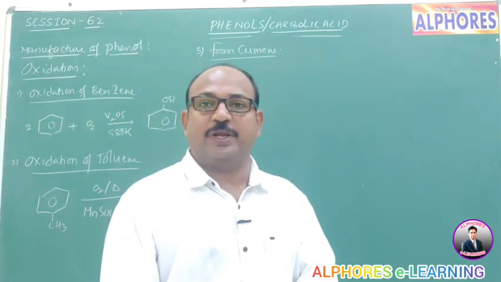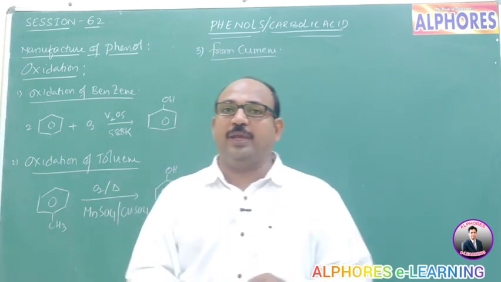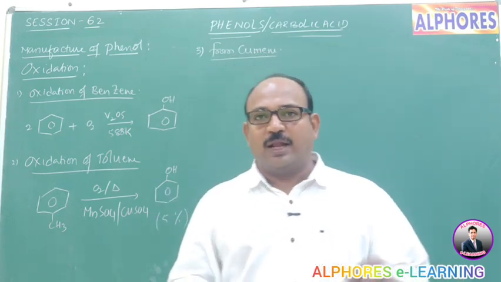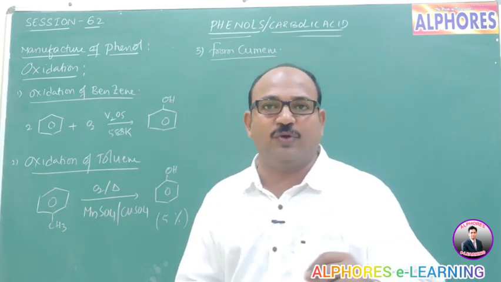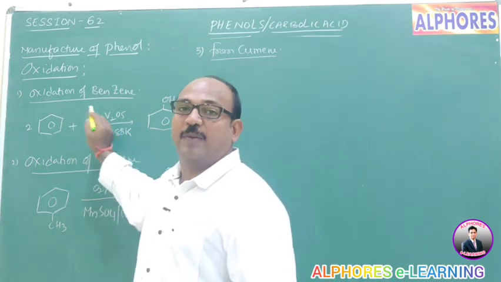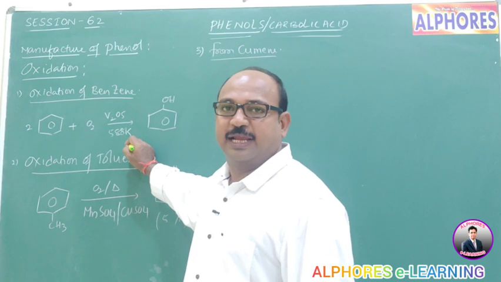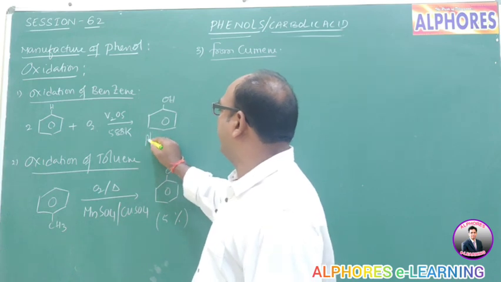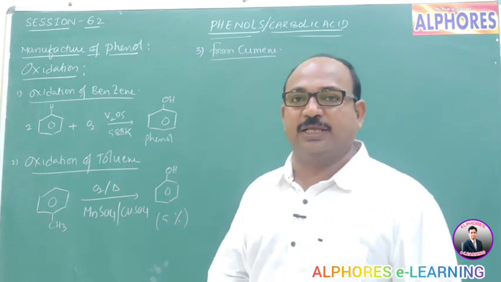The next class of methods of preparation is oxidation. In the oxidation method, we can prepare phenols by oxidation of benzene, oxidation of toluene, and oxidation of cumene. Let us see the reactions; for each reaction the catalyst we are using is specific. Benzene upon oxidation in presence of vanadium pentoxide catalyst at 588 Kelvin gives phenol.